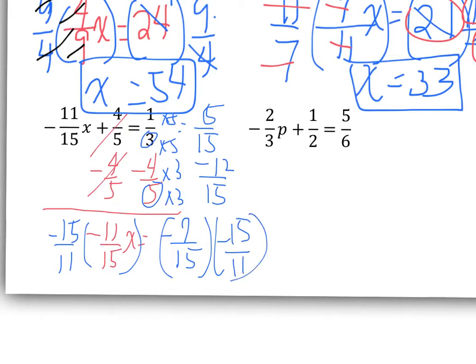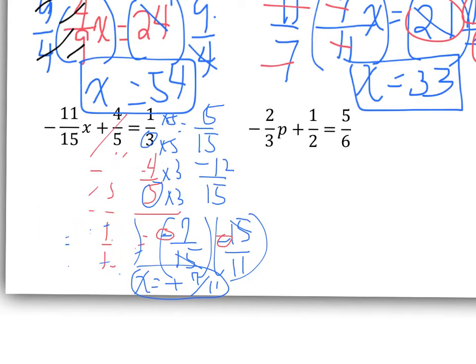Okay. Cancel, cancel. So, negative, negative is positive. So I'm okay. And then cancel, cancel. So your answer is 7 over 11. Okay. Now, I'm going to show you another way.